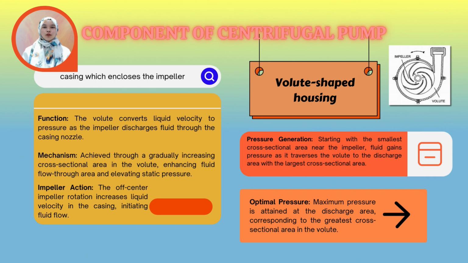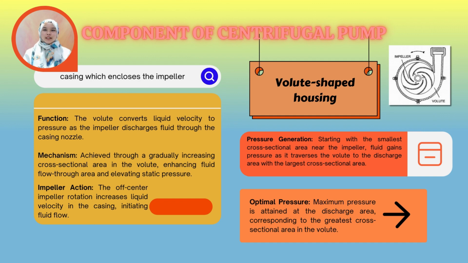The next component is the volute-shaped housing, which is the casing that encloses the impeller. The function of the volute is to convert the liquid velocity to pressure as the impeller discharges fluid through the casing nozzle. The mechanism is achieved through a gradually increasing cross-sectional area in the volute, enhancing fluid flow through the area and elevating static pressure. Next, the off-center impeller rotation increases liquid velocity in the casing, initiating fluid flow.